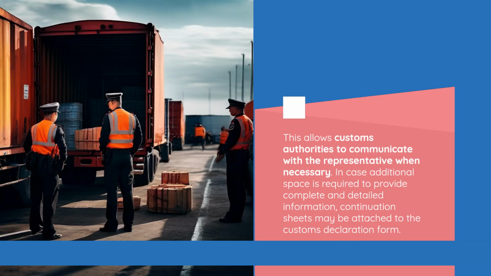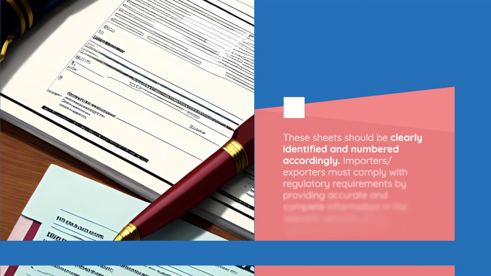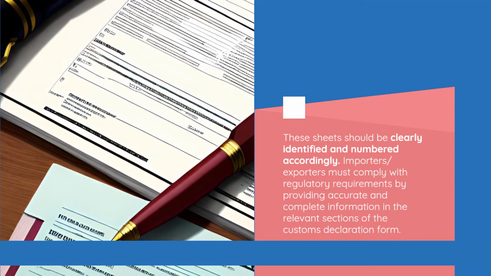In case additional space is required to provide complete and detailed information, continuation sheets may be attached to the customs declaration form. These sheets should be clearly identified and numbered accordingly.